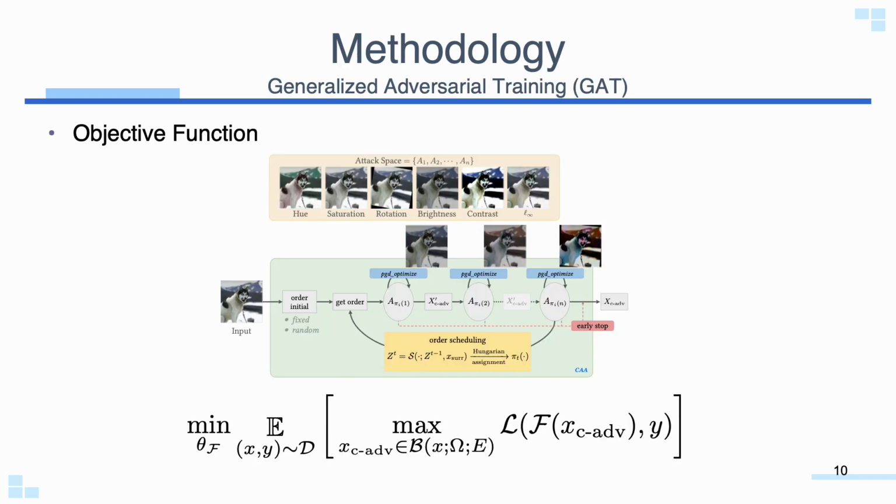The second part of our method is to defend against the composite perturbations. We generalize the standard adversarial training approach with our proposed CAA. We follow the min-max setting proposed by Madry et al. to design our objective function. The inner maximization is to generate composite adversarial examples, optimizing using CAA. And the outer minimization is for optimizing the model parameters theta f.